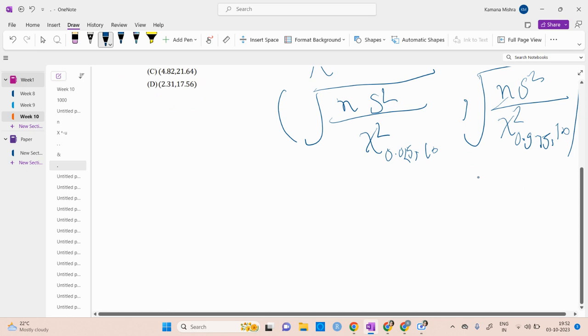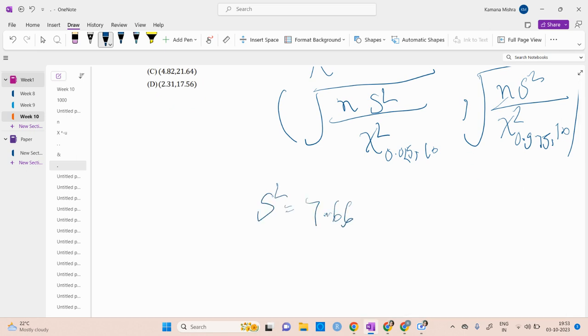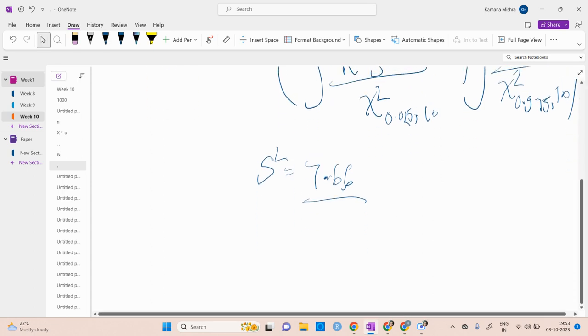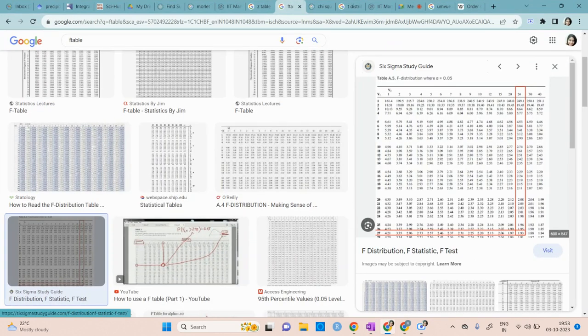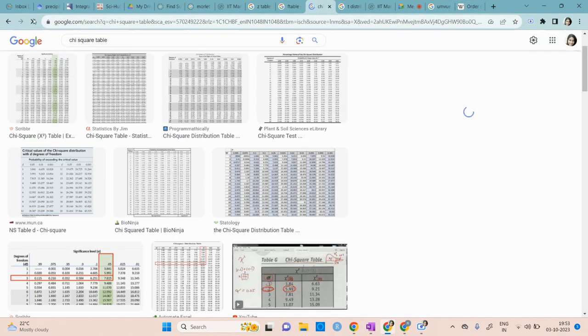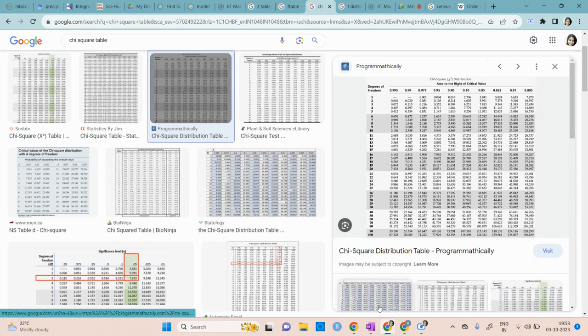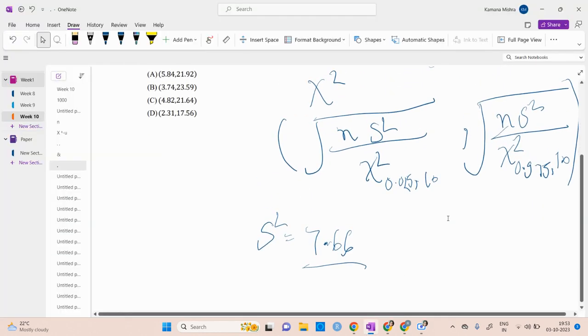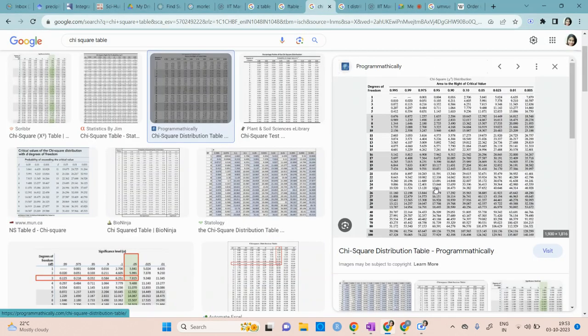I'm writing the answer directly. So s square is 7.66, right? And then the chi-square. For the chi-square distribution, you need to go through the chi-square tables, and we need to find the chi-square at degree 10, right?